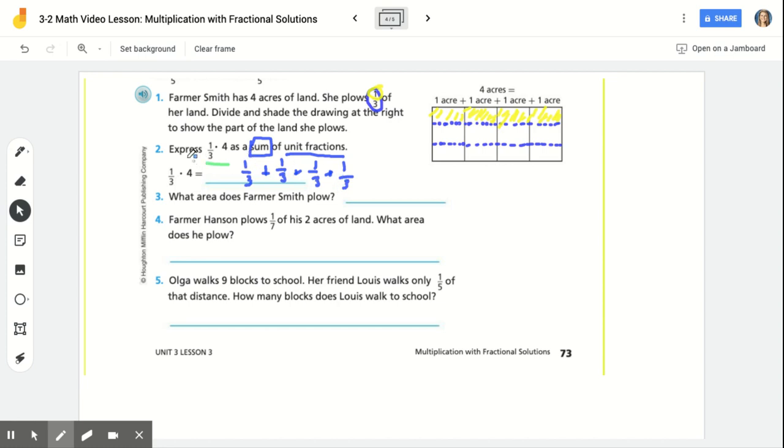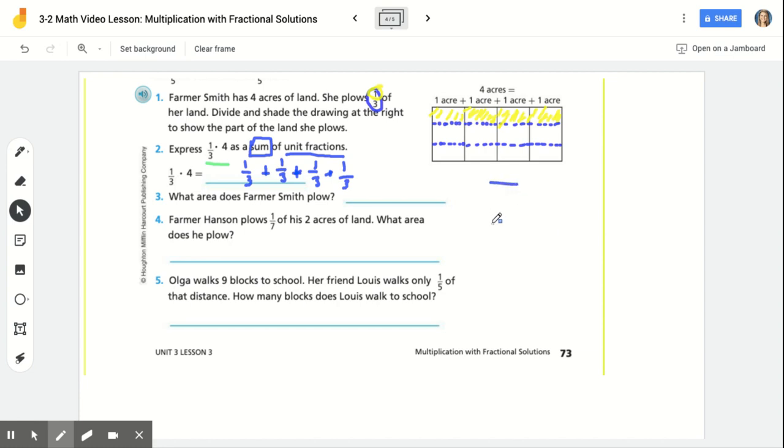1/3 is a unit fraction. I just took 1/3 times 4 and changed it around to repeated addition. Those are addition signs, and we use it instead as an addition sentence. And now I can easily solve using number 3. The question is, what area does Farmer Smith plow? We can use number 2 to solve and number 1 to solve. So let's use both. In this diagram, remember, we're going to have a fraction as our answer.